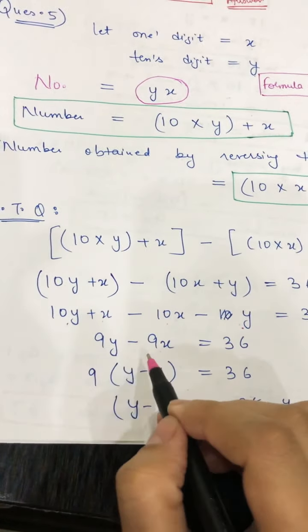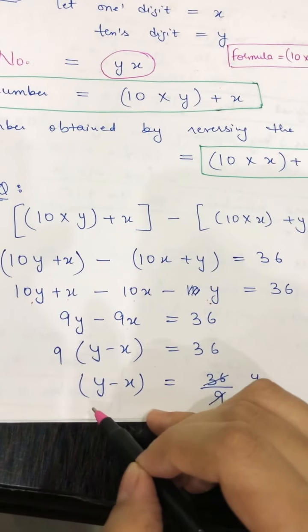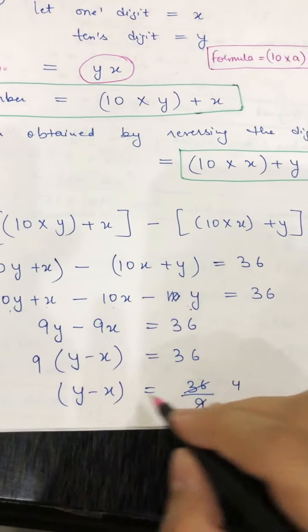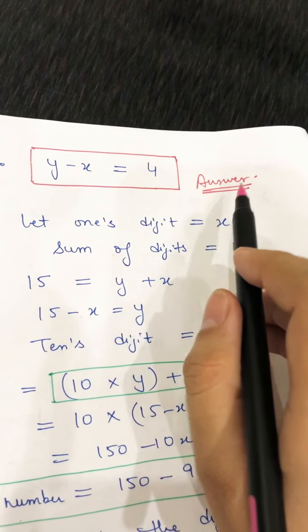Okay, so you have to take 9 common. 9 times (y minus x) is equal to 36. So you can take 9 to the denominator and cancel it. So y minus x is 4. So the difference of both the digits is 4. This is your answer. Got it?